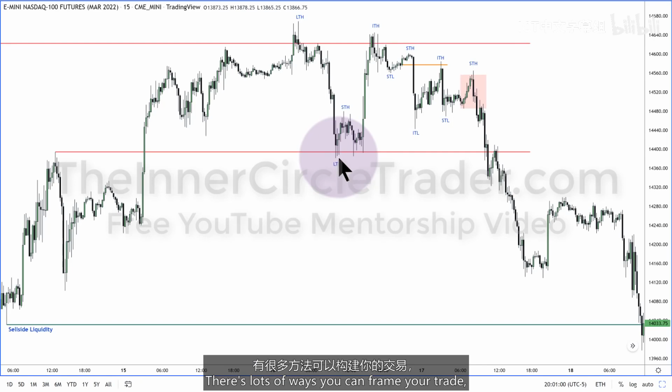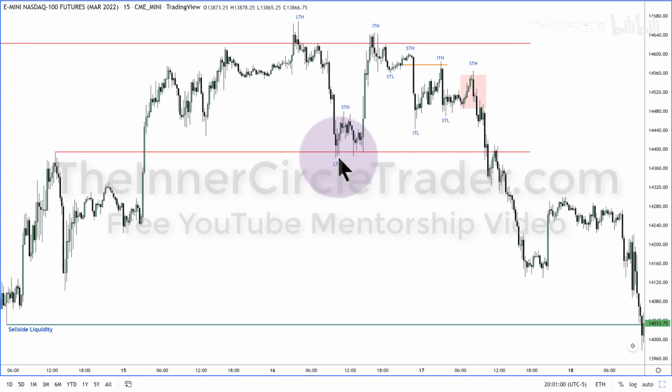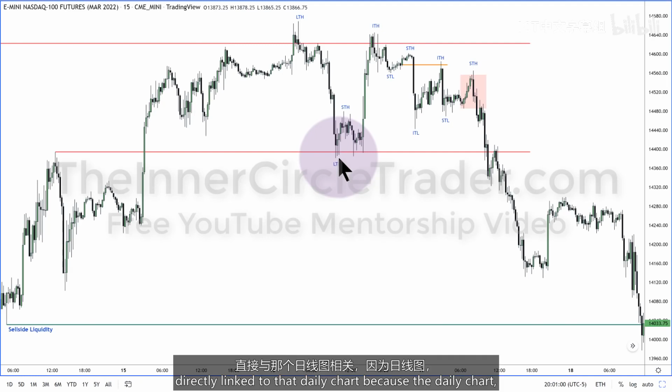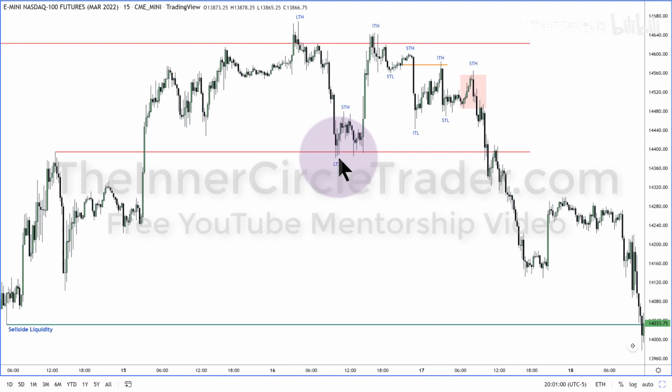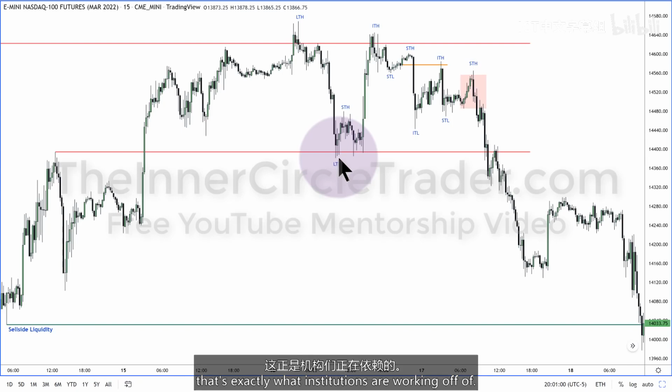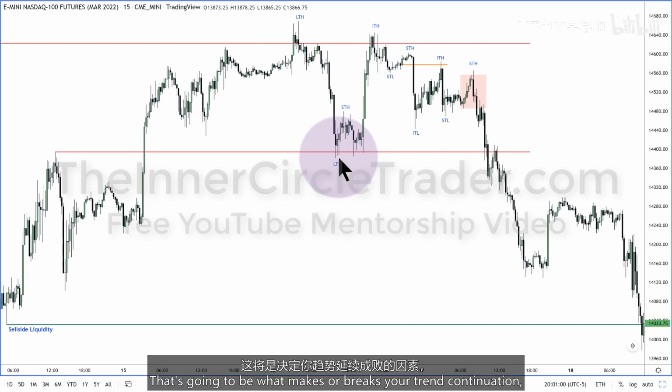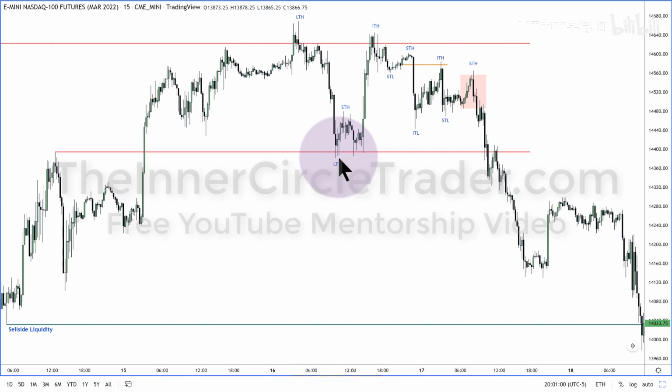There's lots of ways you can frame your trade, but you have to have something directly linked to that daily chart, because the daily chart, that's exactly what institutions are working off of. That's exactly what banks are working off of. That's where the money is. That's where your bias is going to be determined. That's going to be what makes or breaks your trend continuation, that daily chart.